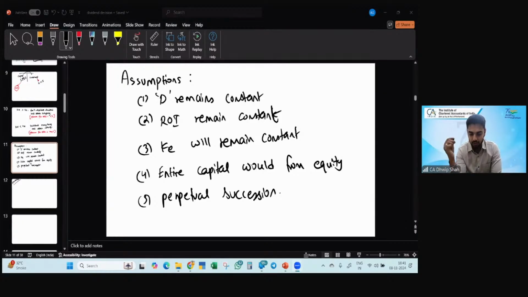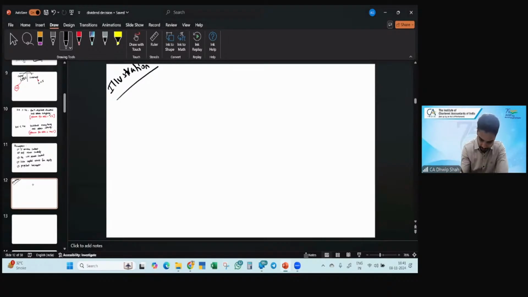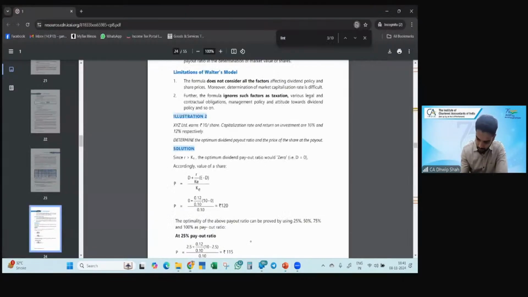Fourth is that the entire capital would be from equity. It means unless otherwise specified, the capital that we have raised for investment is only from equity share capital. No debt, no preference. This is the fourth assumption. Sorry, I thought you were asking for the last assumption.